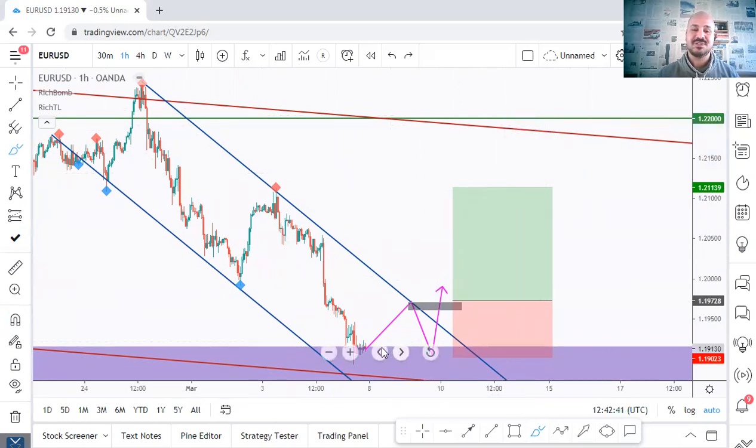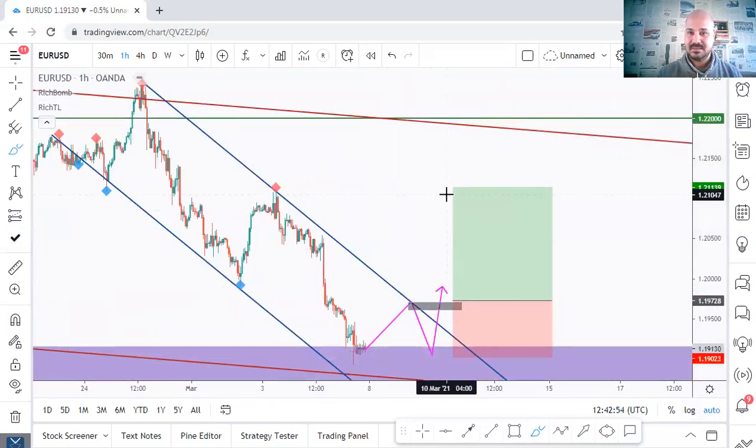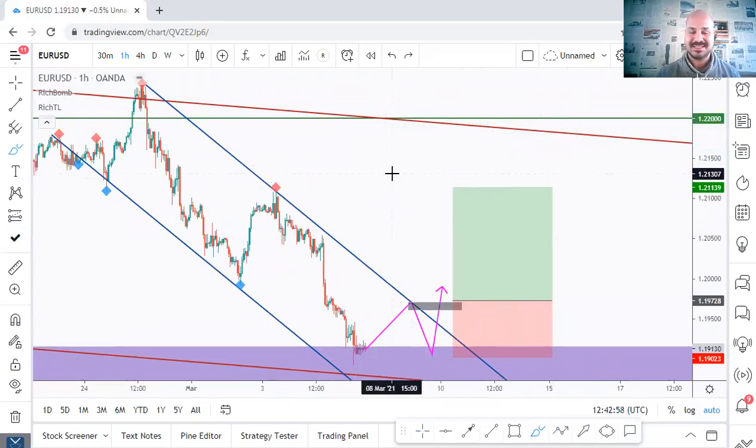So long story short, price is around a support or a demand area while looking for buy setups, unless price breaks it down, then a movement till our next support would be expected, right? And if the buy is activated, we'll be looking for sell setups around this resistance area.